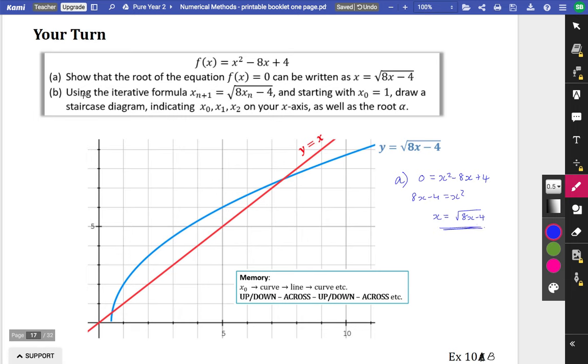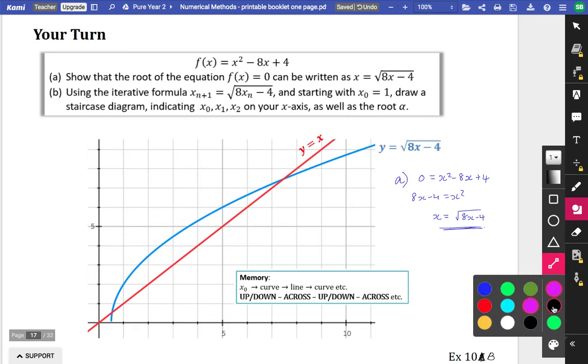Now part B says, using the iterative formula and starting with x0 equals 1, draw a staircase diagram indicating x0, x1 and x2 on your x-axis, as well as the root alpha. So there's a little bit of extra here that we might need to do. Let me just get my line tool that I wanted here, which I shall do in my blue to match what we've got going on.